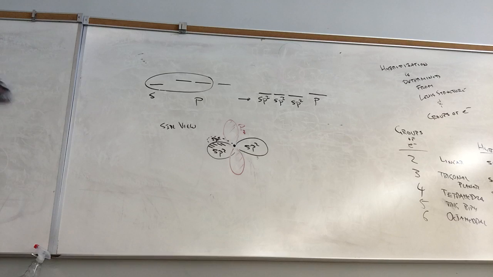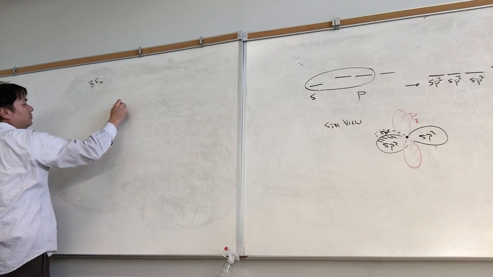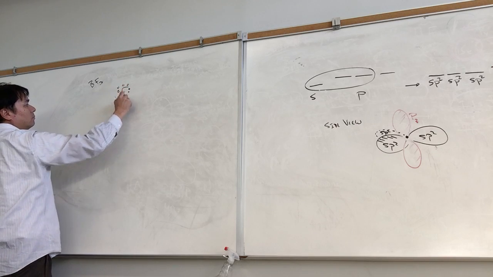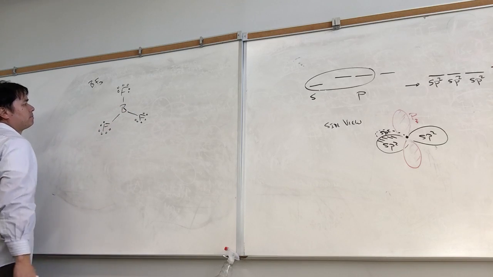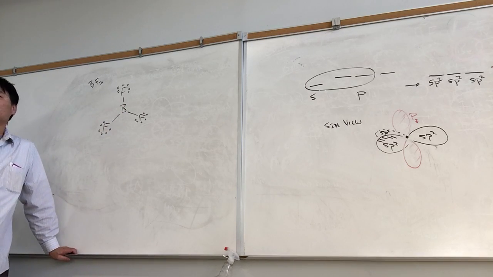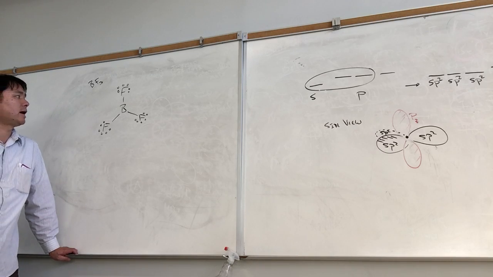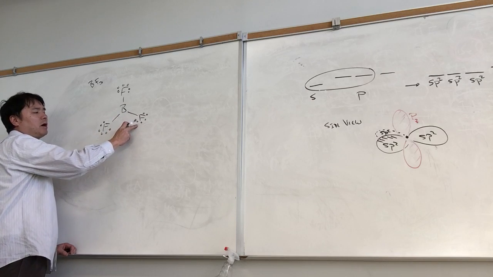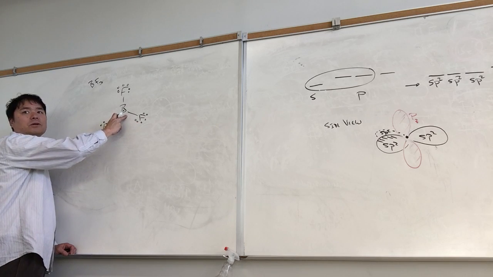Let's look at something like BF3, boron trifluoride. There's an example here. The first thing we do is draw the Lewis structure. We draw the Lewis structure like this. We see that boron is going to have less than an octet. Why does boron have less than an octet? Why don't we just form a double bond here? Formal charge would be bad. If we form a double bond here, fluorine would get a positive formal charge and boron would get a negative formal charge. So essentially, if we double bond here, fluorine is giving up an electron to boron. It doesn't want to do that.